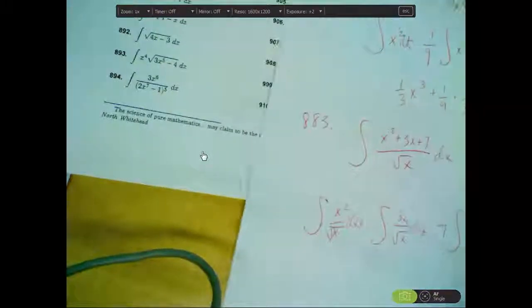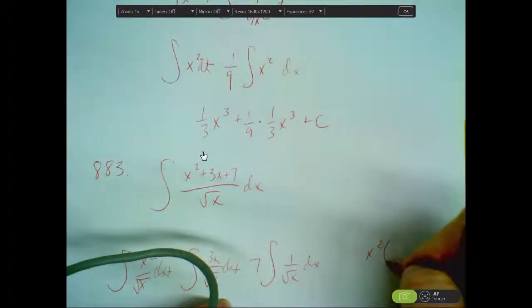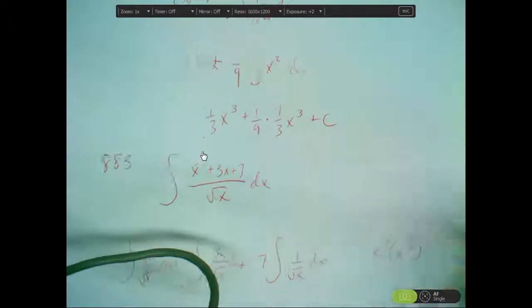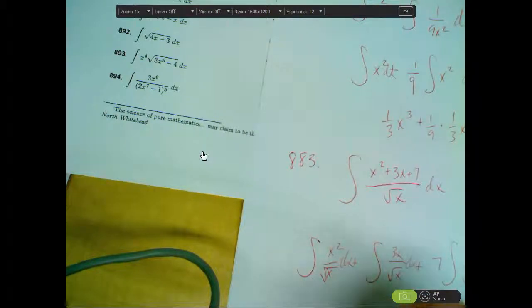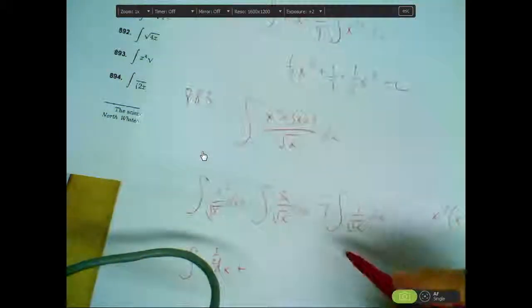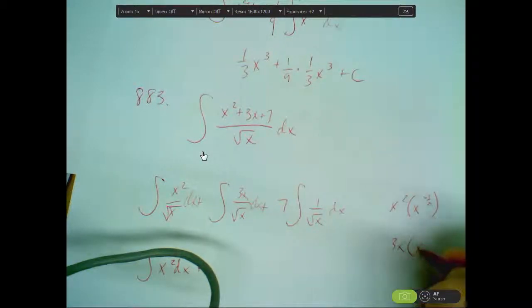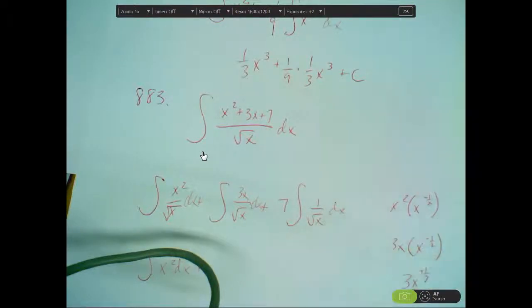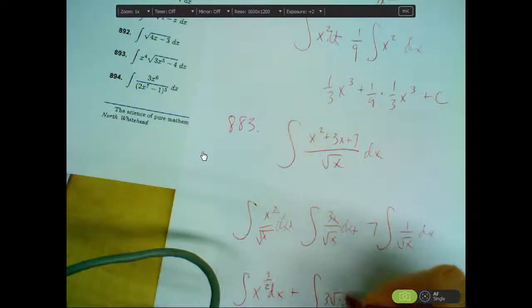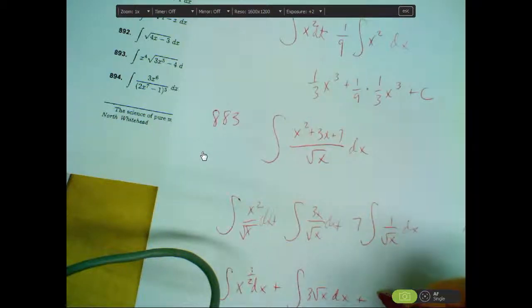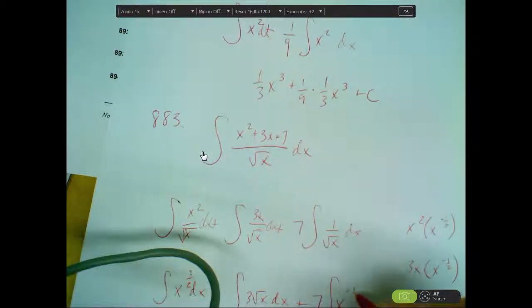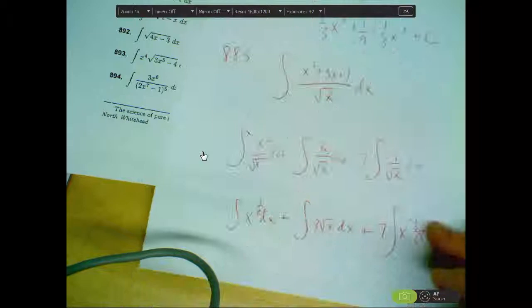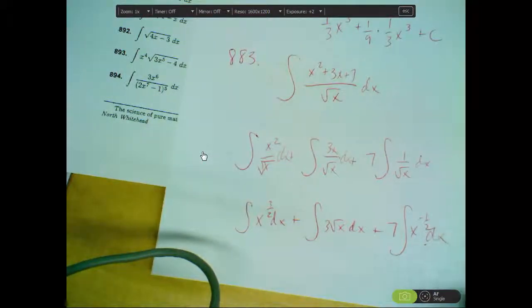So x squared times x to the negative 1/2. I just add the exponents. It's x to the 3/2. So this is the integral of x to the 3/2 dx plus 3x times x to the negative 1/2 is 3 x to the negative 1/2, 1 minus half, x to the positive 1/2, so 3 root x. And then 7 times the integral of x to the negative 1/2 dx. Okay, no substitution there. You just separate it into 3 and integrate from there.